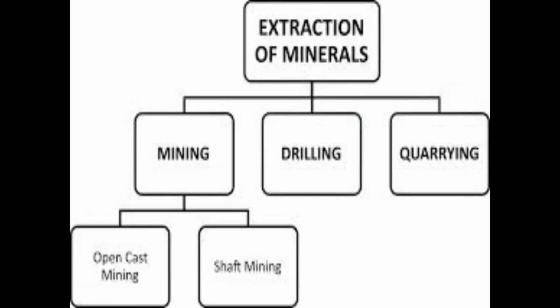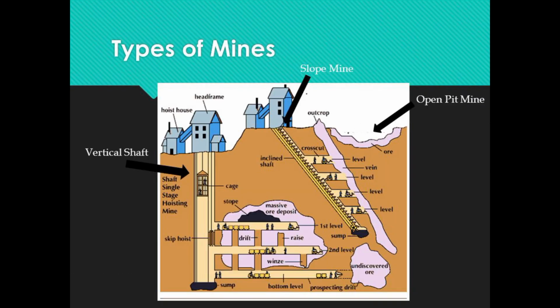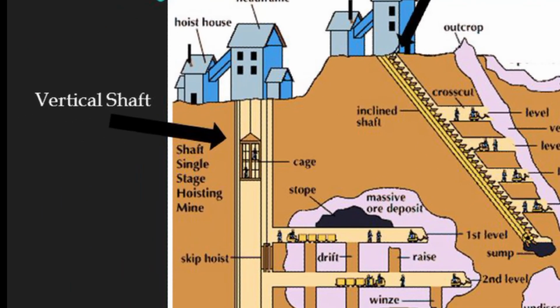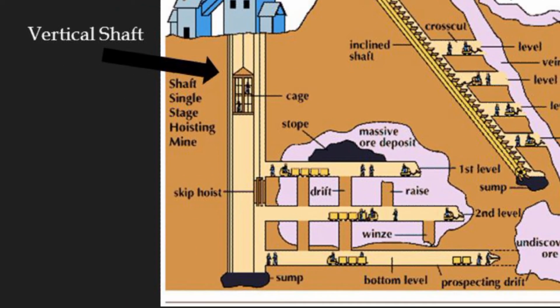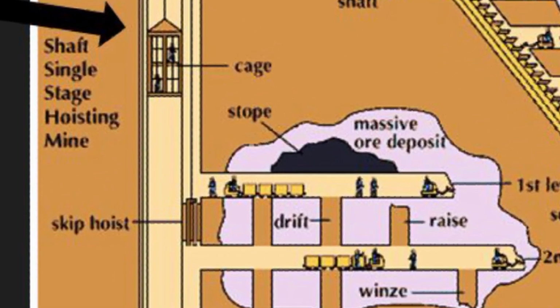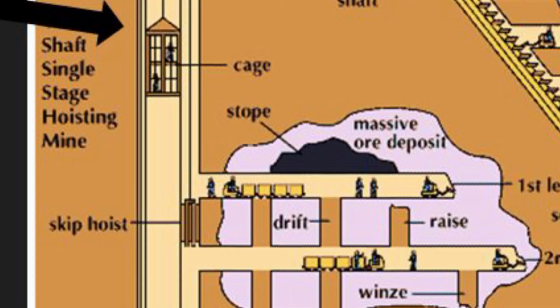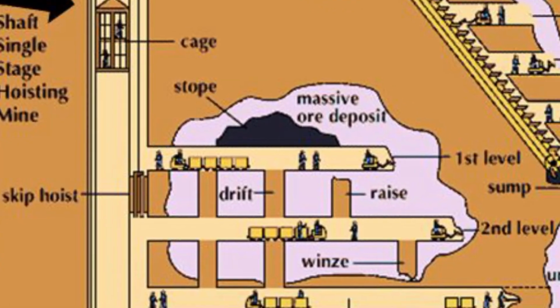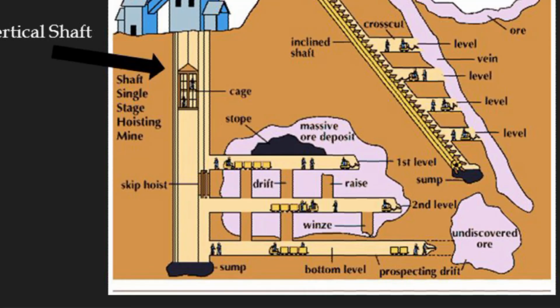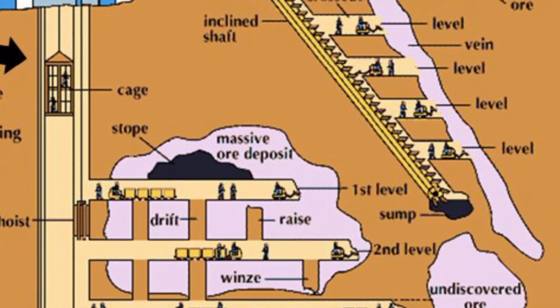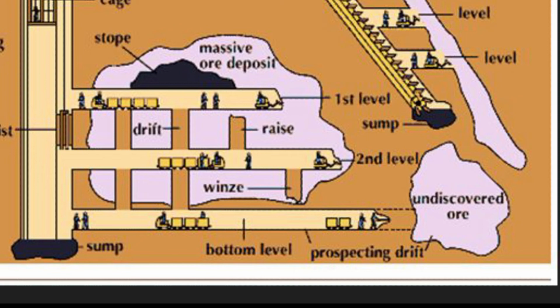The extraction of minerals can be further classified into mining, drilling, and quarrying. Mining is further divided into open cast mining and shaft mining. Types of mining: here, the shaft mining, the vertical shaft. This is how the cage is sent in. It is a very complicated process to extract the minerals from the bottom level.